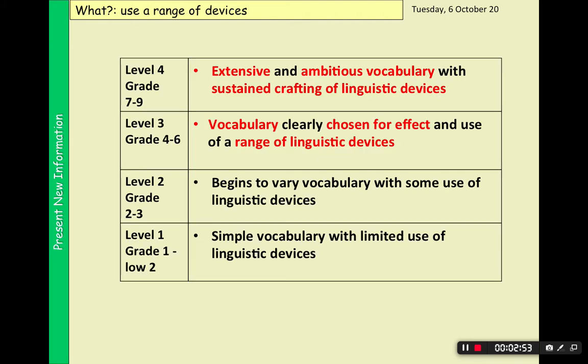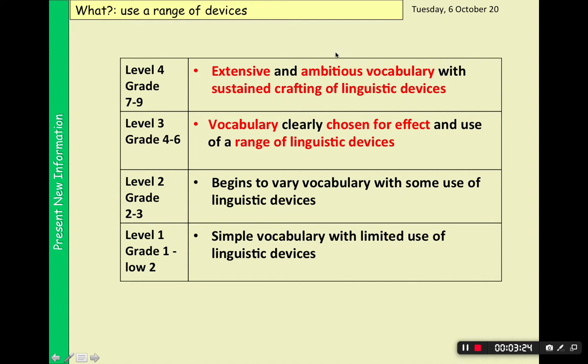Let's just have a look at the mark scheme. So what we're doing each lesson is trying to pick out the different bullet points, because there are lots of them that the examiners have to look at and use when we are marking your work. But these ones link to the use of devices. So if you notice up here, for grades 4 and above, you have to choose a range of vocabulary, so the words you choose are important, and also use a range of linguistic devices, and that means devices like the ones we just looked at in the Do It Now.